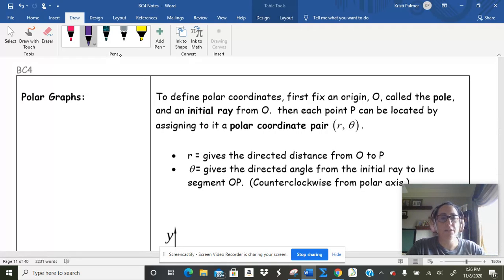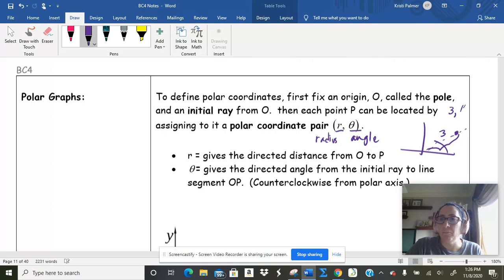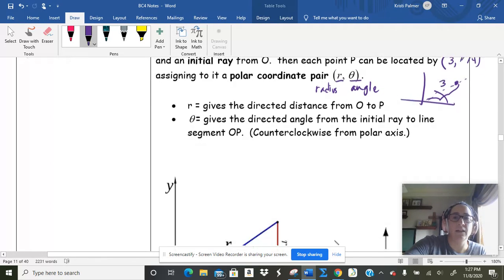Okay, so polar graphs. Polar is no longer in terms of x and y, and it doesn't have a parameter. It's all in terms of a radius and an angle. So basically, at some angle, maybe pi over 4, how far do I move out? Maybe we went out 3. So this would be 3 pi over 4. So r is that directed distance, which is basically a radius, okay? And theta is the angle.